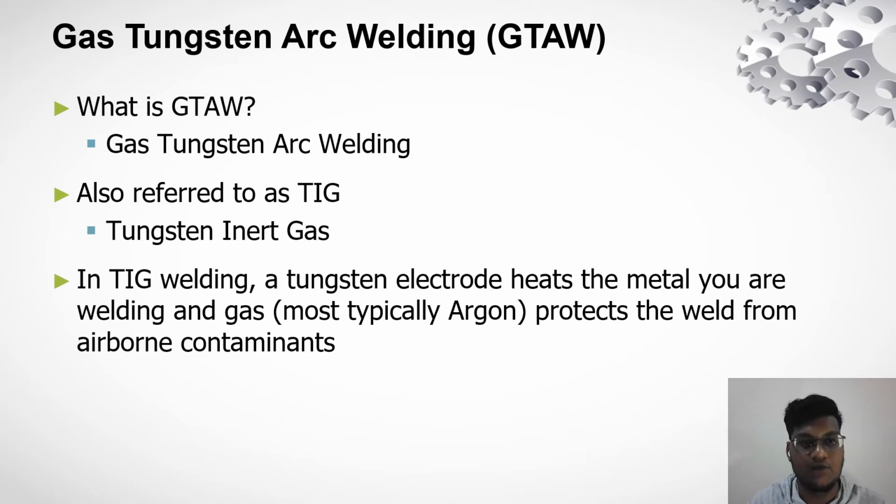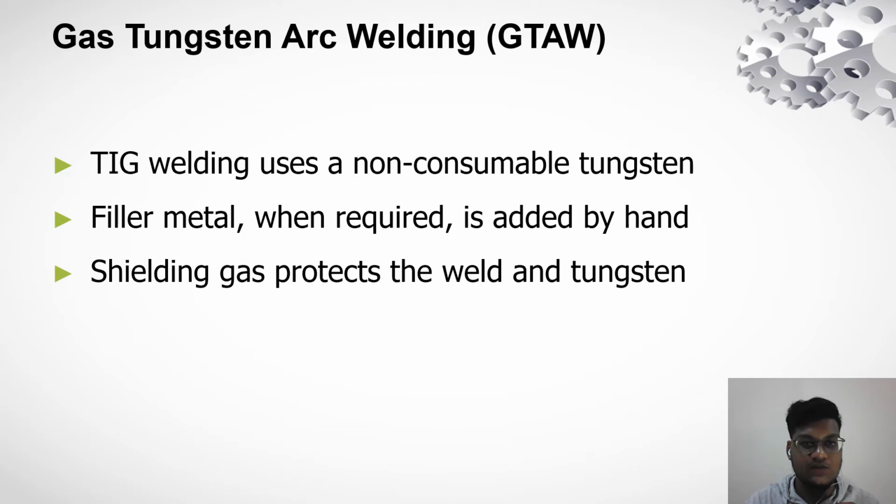What is GTAW? GTAW is gas tungsten arc welding, also referred to as TIG, tungsten inert gas. In TIG welding, a tungsten electrode heats the metal you are welding, and gas, most typically argon, protects the weld from airborne contaminants. TIG welding uses a non-consumable tungsten. Filler metal, when required, is added by hand, and shielding gas protects the weld and tungsten.